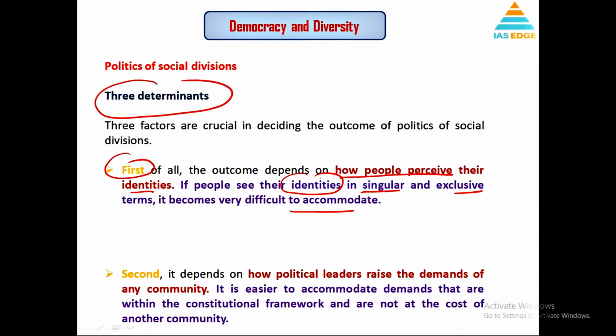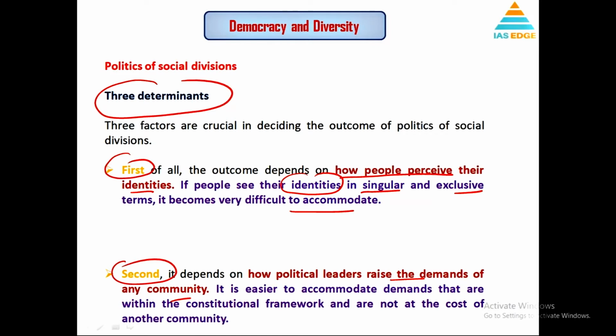Okay. Now there are three scenarios. What happens in such a situation? The first scenario is about how people perceive their identity. If they feel that their identity is singular and exclusive, it is difficult. If they feel that their identity cannot live in that country, then there is a problem.